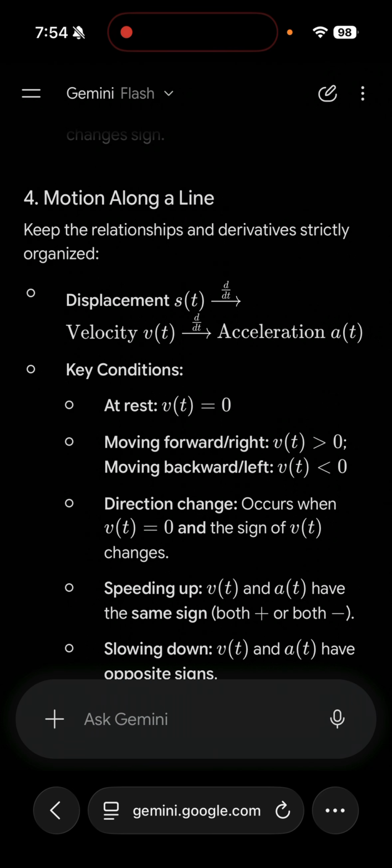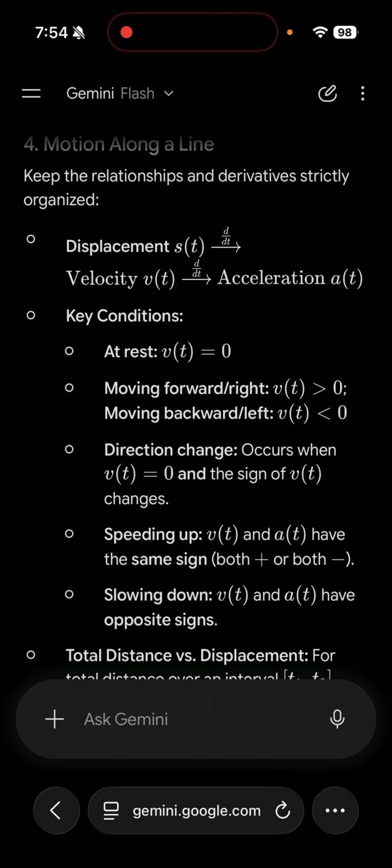Motion along a line. Displacement s(t), and the derivative d/dt gives velocity v(t), so displacement turns into velocity and velocity turns into acceleration. At rest, v(t) equals 0. Moving forward/right, v(t) is greater than 0. Moving backward/left, v(t) is less than 0. Direction change occurs when v(t) equals 0 and the sign of v(t) changes.